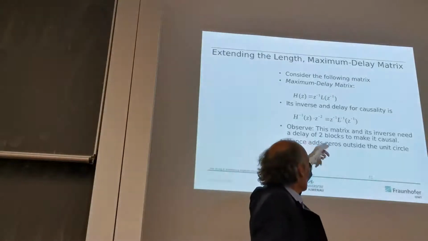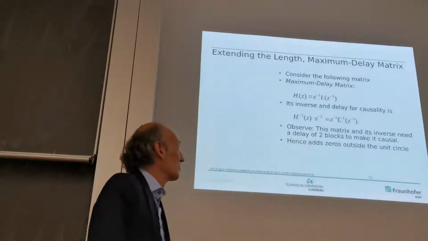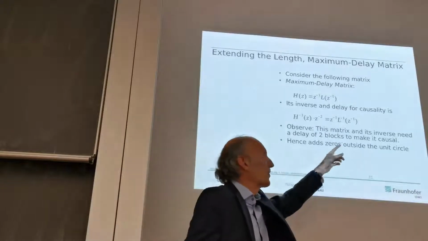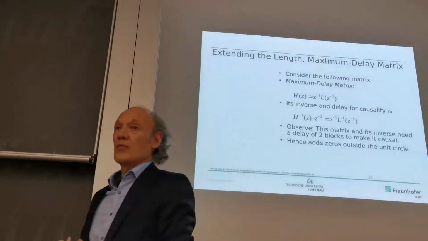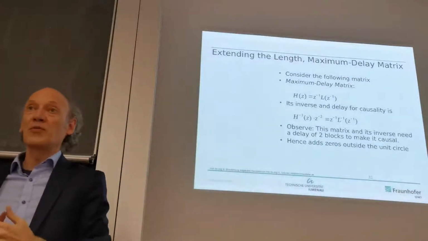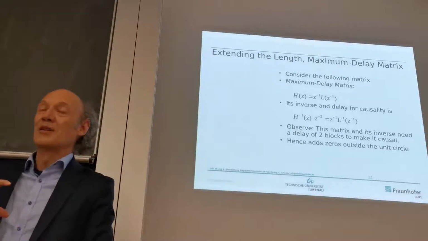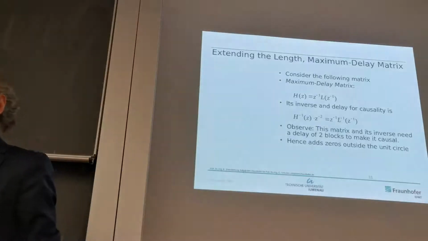Yeah, so 2 blocks. And this can also be seen as adding zeros only outside the unit circle of the z-domain representation of the transfer function. Right? So it's kind of, instead of minimum phase, it's maximum phase.